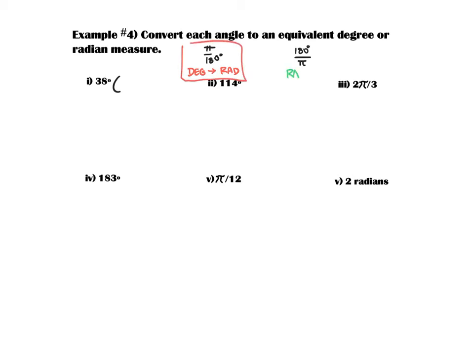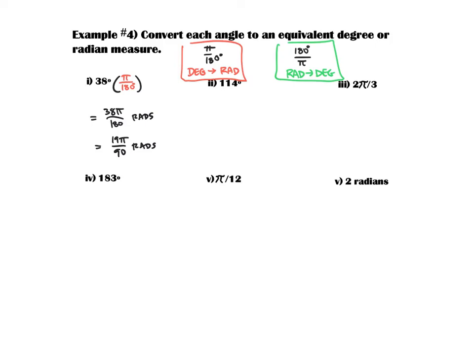If I want to go from radians to degrees, 180 over pi will be my ratio that I'll use. And I'll show you what I mean here. So if I multiply 38 by pi over 180, what you'll notice is that the degree measures will reduce. So what I would get in radians would be 38 pi over 180 radians. You can write rads. Now I'm going to reduce that. That reduces down to 19 pi over 90 radians.